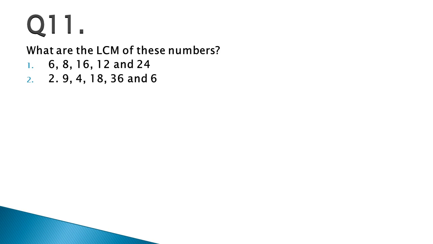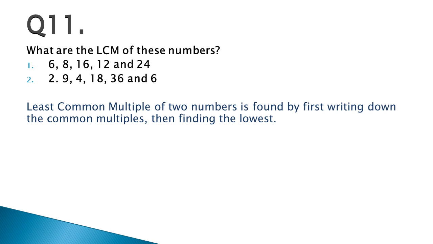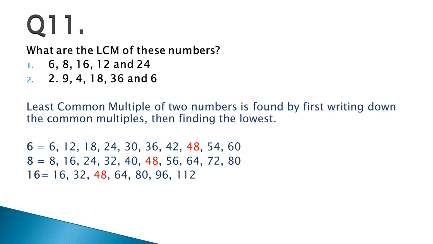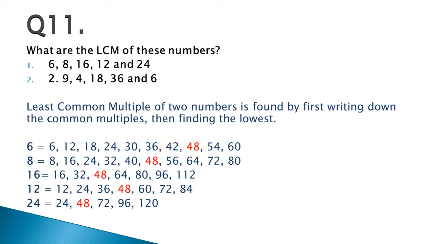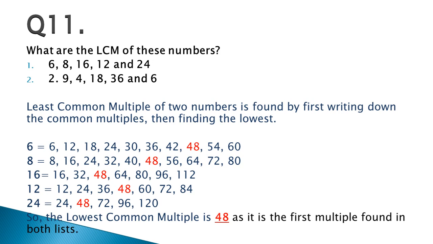For example, for 6, writing down the multiples simply means writing down the times table. So I've written the times tables of 6, 8, 16, 12 and 24. If you look closely at all the multiples of these numbers, I can see 48 is the lowest multiple which appears in all of the numbers given. So the lowest common multiple of 6, 8, 16, 12 and 24 is 48, the first multiple we found in all the lists.